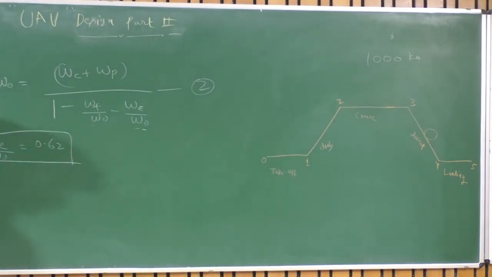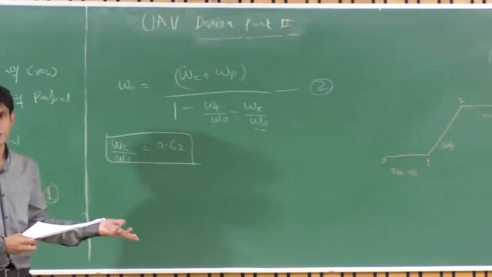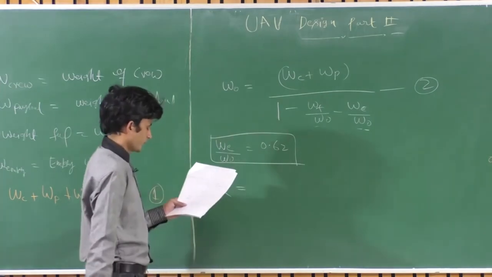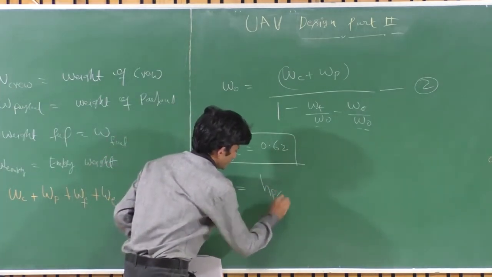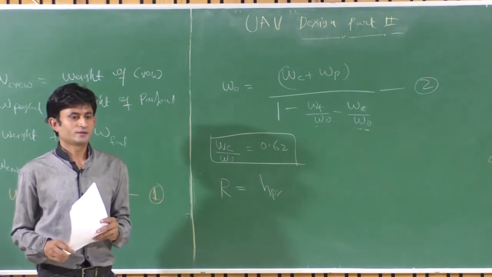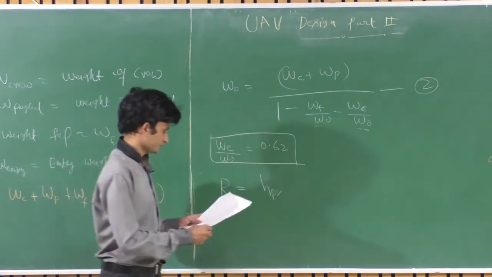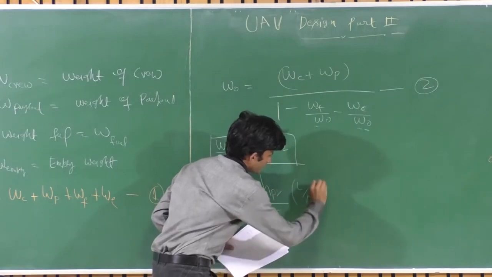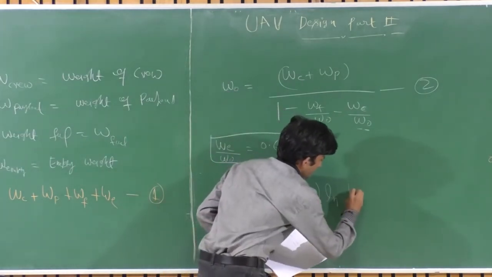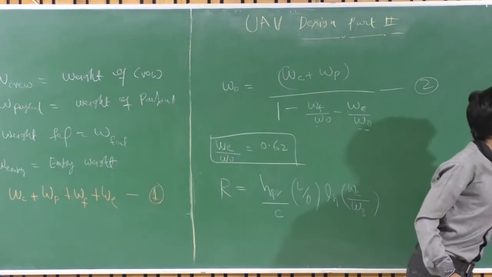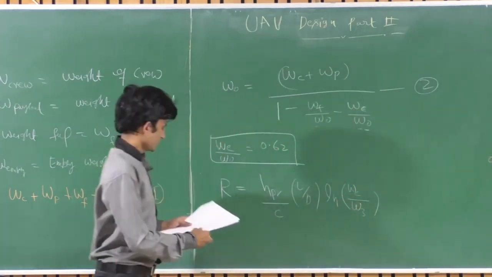See, if you want to design a propeller powered aircraft, like generally this category of aircraft will be propeller powered only, not jet powered, okay? So you can write range as the range of a propeller powered aircraft. Propeller powered aircraft means the engine will be a piston engine or reciprocating engine connected to the propeller, okay? Eta PR by C, L by D, ln W2 by W3, starting from W2 and ending at W3 in cruise phase. So this will be the range.